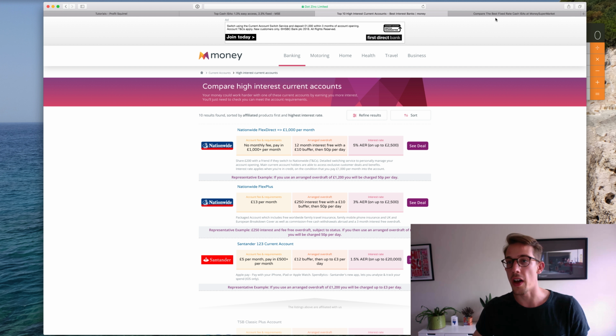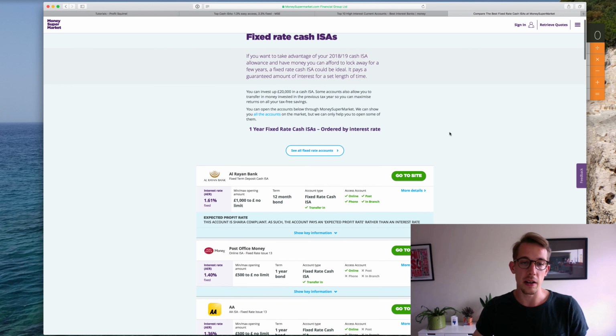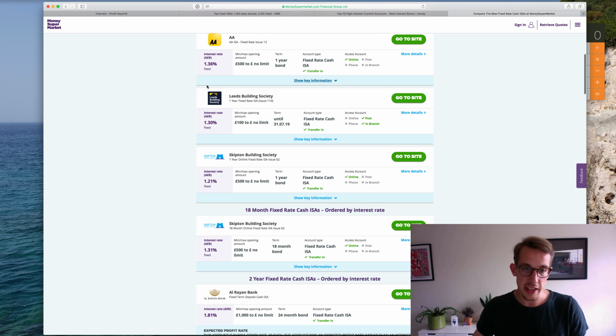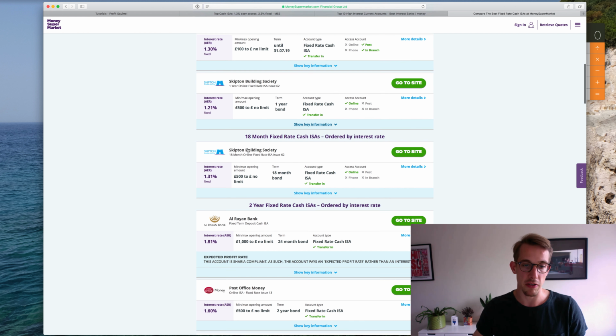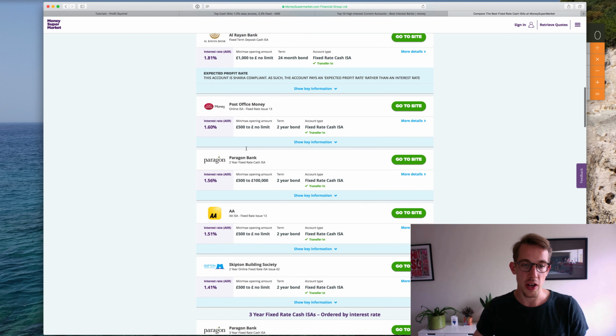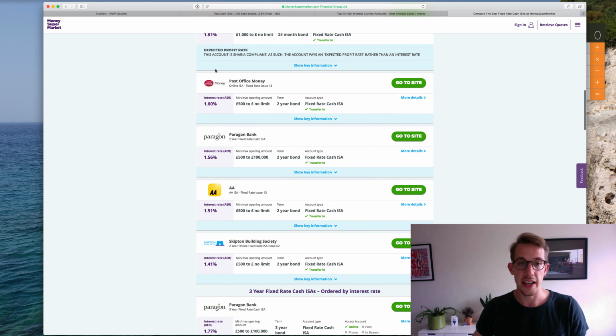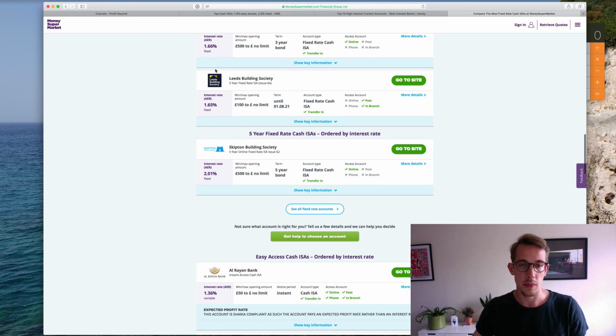I've also got a few other ISAs up here just to compare what the general going rate is. You can see they're all hovering around the 1.3, 1.2. This is maybe one of the highest at 1.8. But there's nothing too crazy there.